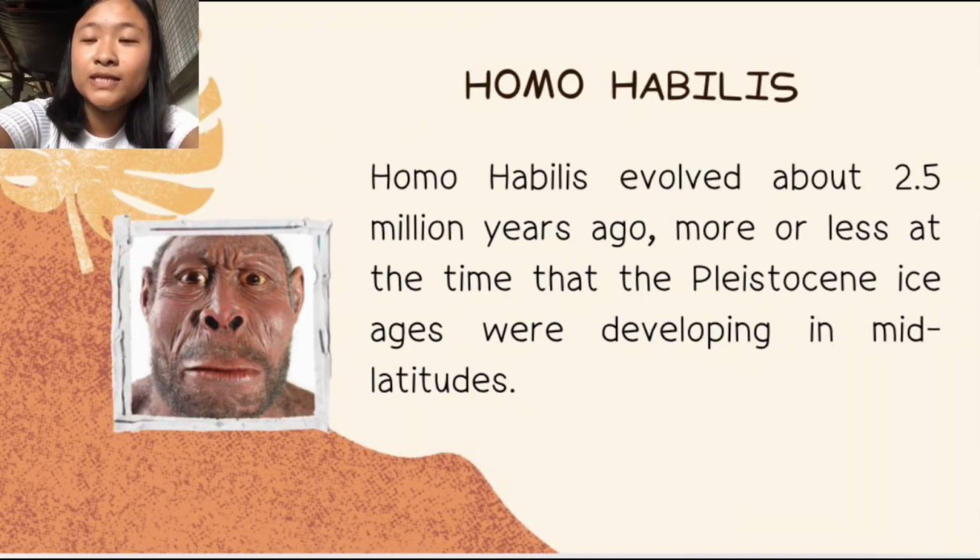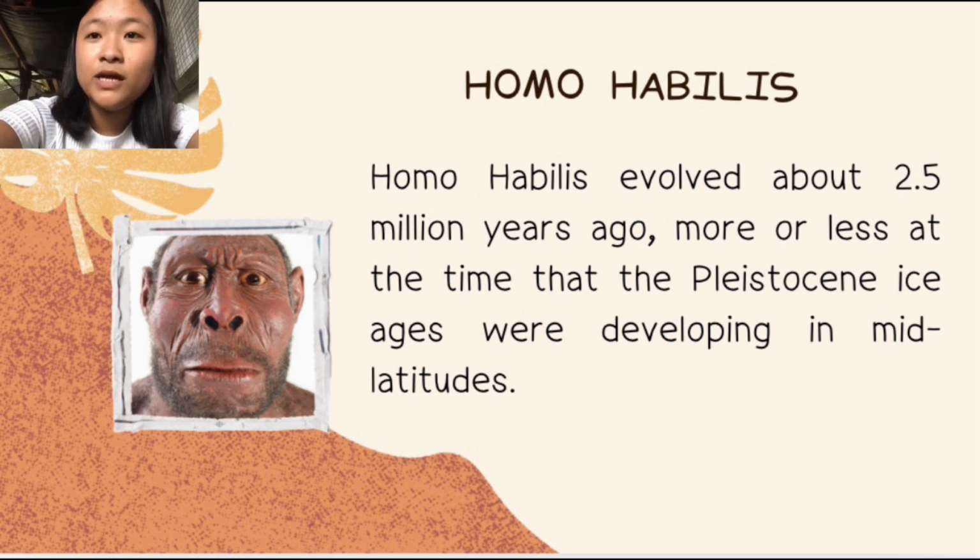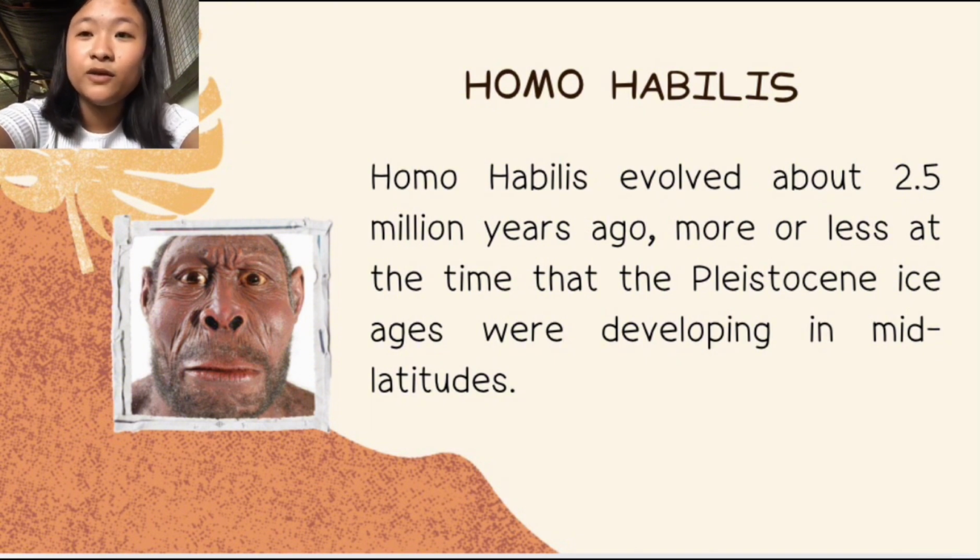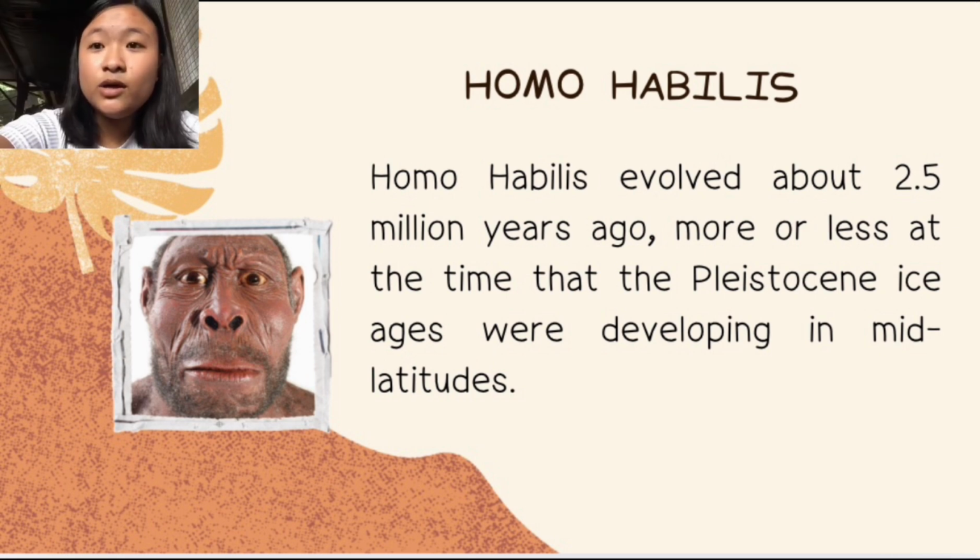The first recognizable human evolved about 2.5 million years ago, which is the Homo habilis, also called the handyman, probably during the development of Pleistocene ice ages in mid-latitude. So, their brain sizes were smaller than modern or pre-modern humans, but the cranial capacities were greater than earlier hominids.